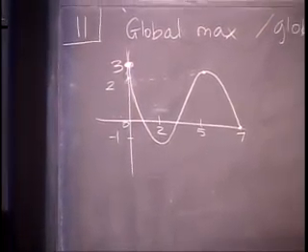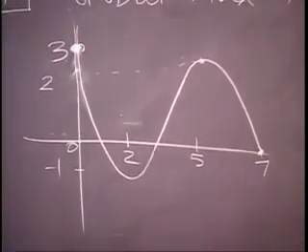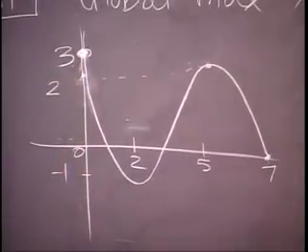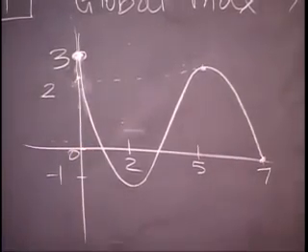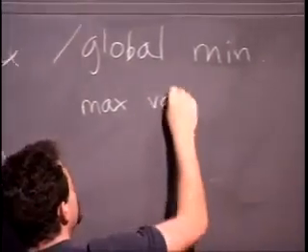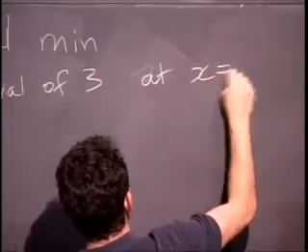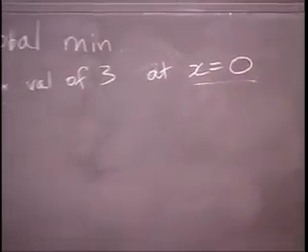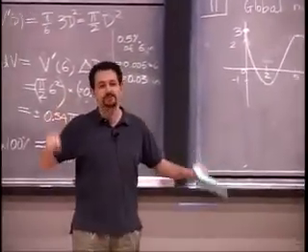Okay, so the question that I have for you is, what is the maximum that that function attains on that interval? Well, the highest point it gets to is 3. That's the maximum value. We actually care about what the x-coordinate is. So we have a maximum value of 3 at x equals 0. So somewhat confusingly, we say 0 is the maximum, not 3. 3 is the maximum value of the function, but 0 is a maximum.